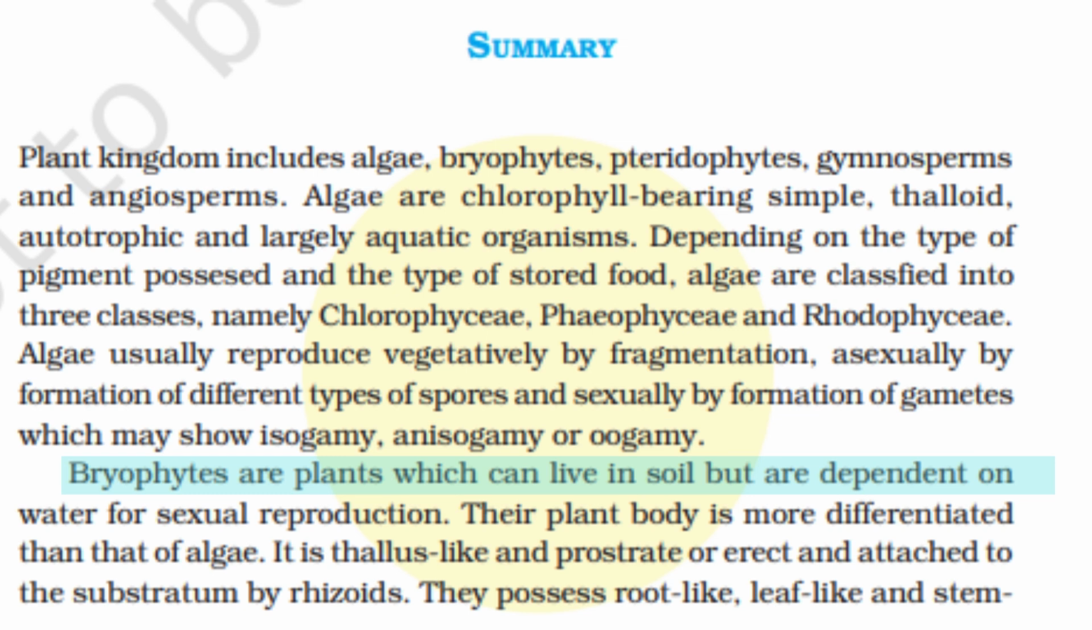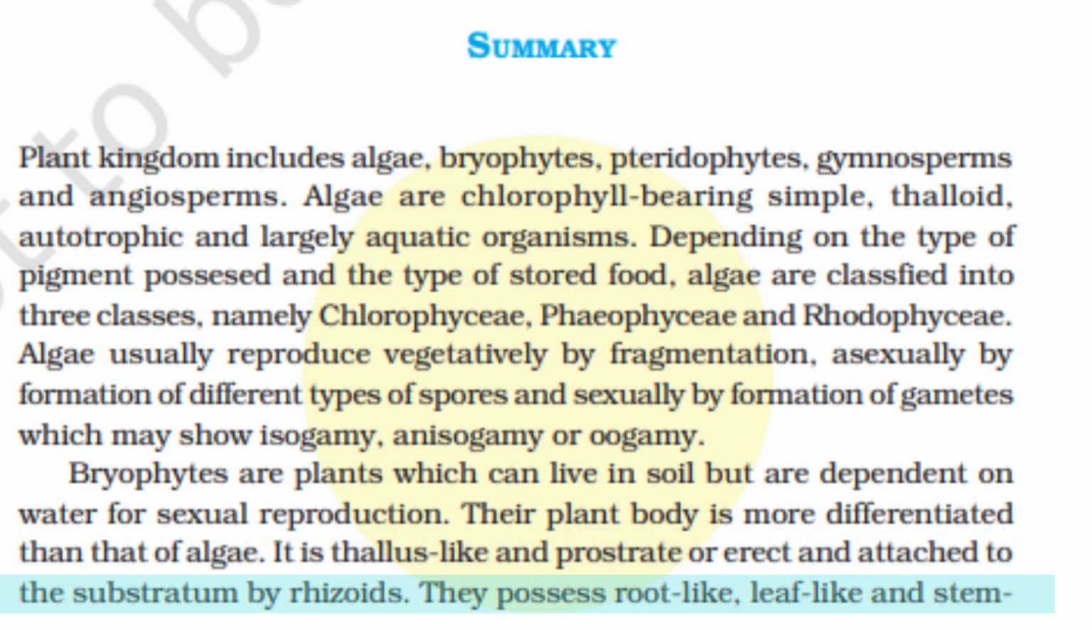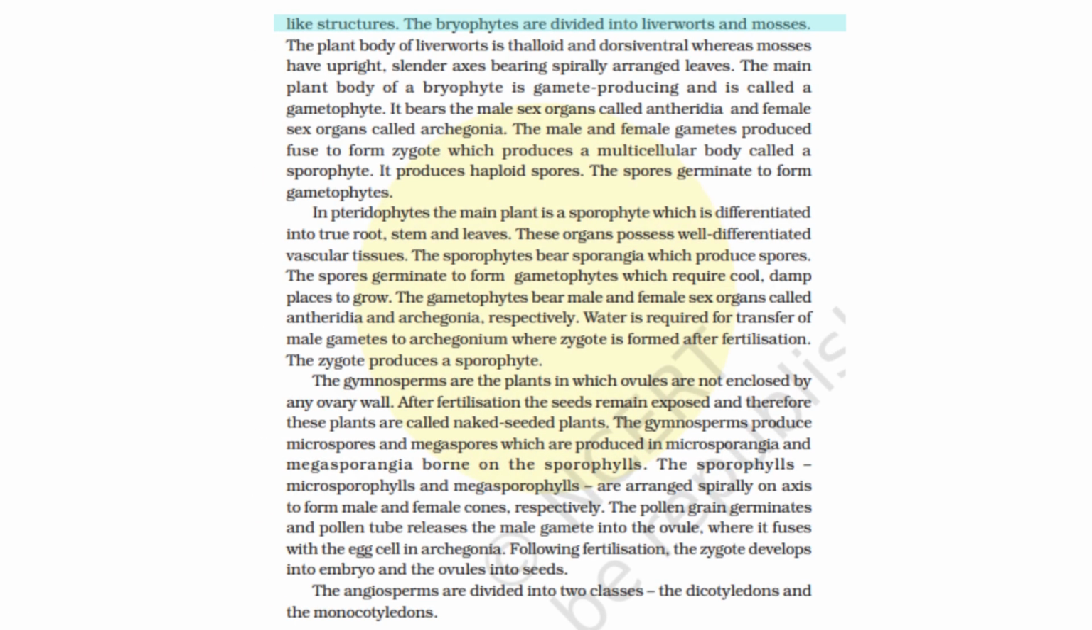Bryophytes are plants which can live in soil but are dependent on water for sexual reproduction. Their plant body is more differentiated than that of algae. It is thallus-like and prostrate or erect and attached to the substratum by rhizoids. They possess root-like, leaf-like, and stem-like structures. The bryophytes are divided into liverworts and mosses. The plant body of liverworts is thalloid and dorsiventral, whereas mosses have upright, slender axis bearing spirally arranged leaves.